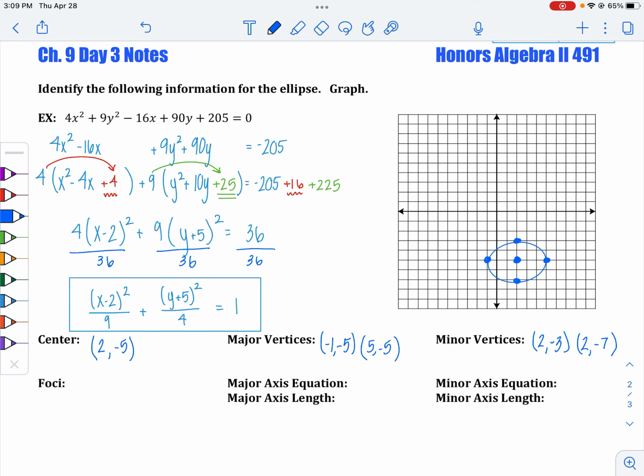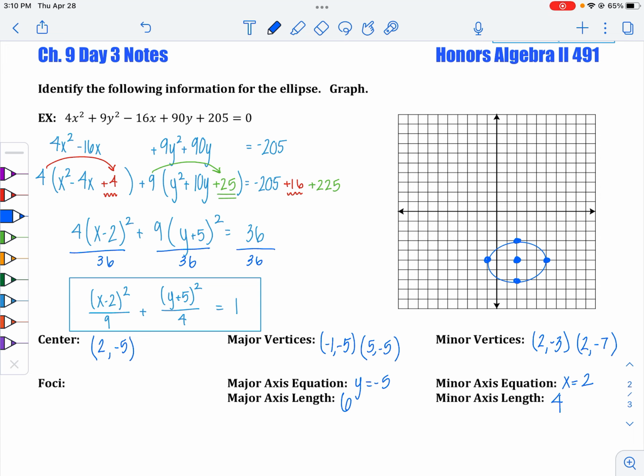Major axes equation. So it's the equation of the longer axes. So the equation of that would be y equals -5. Minor axes, x equals 2. Again, that comes directly from the center. The length we think of as major to major. So this entire length is 6 for the major. For the minor, it is 4.